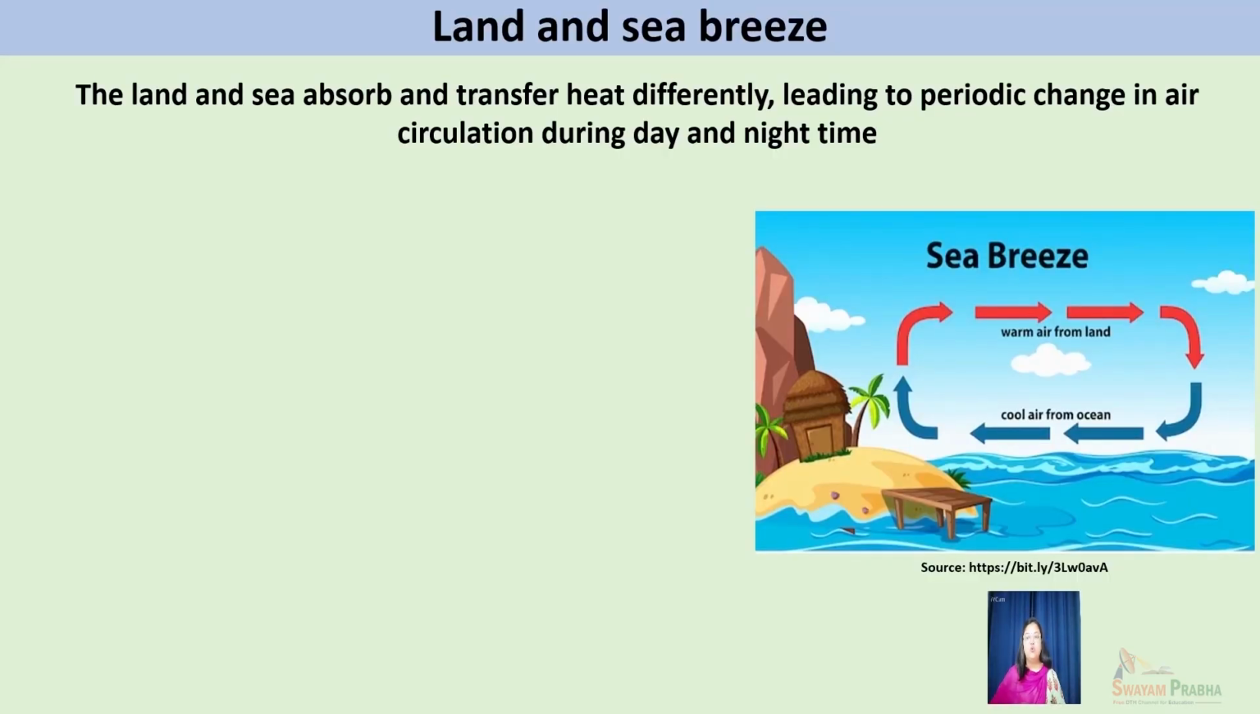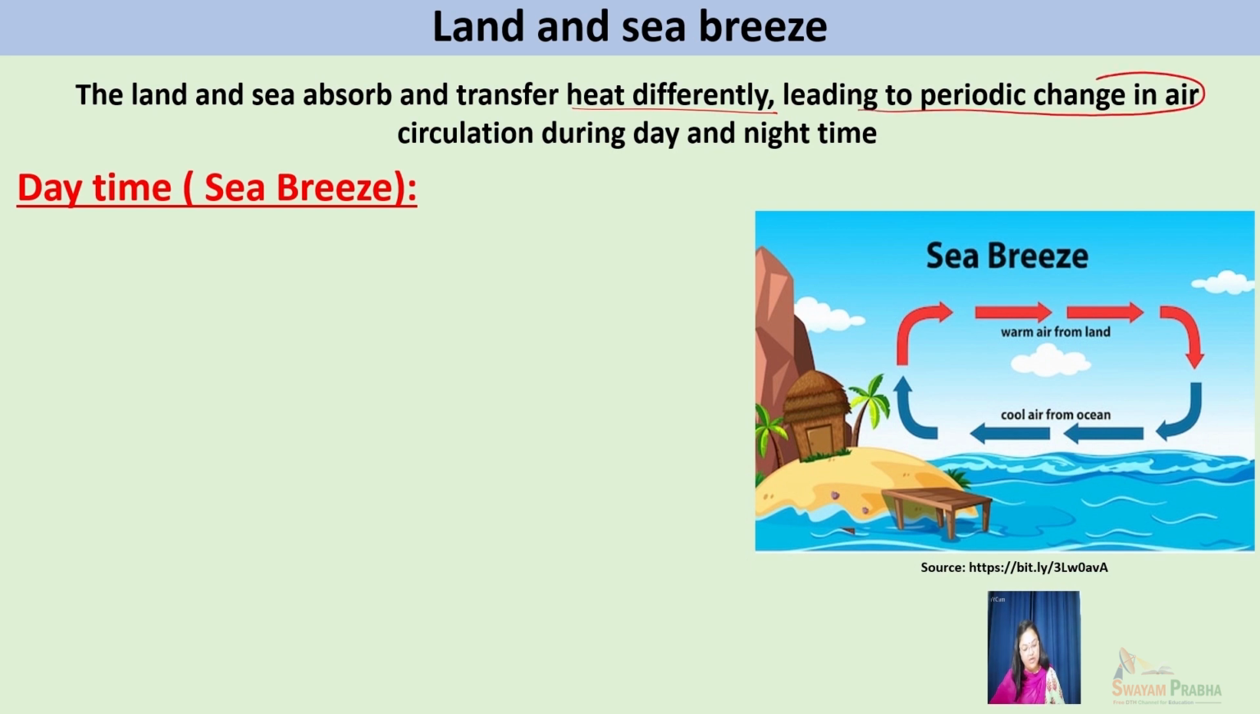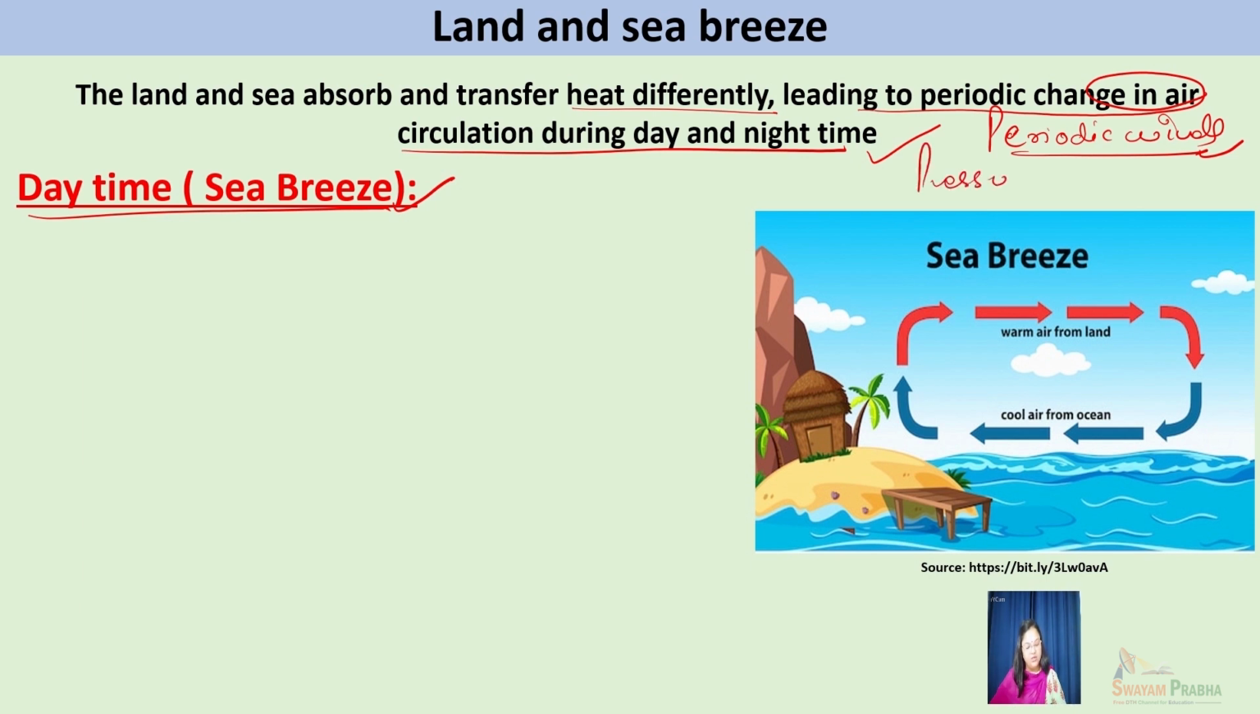Besides this, you also have land and sea breeze. The land and sea absorb and transfer heat differently, leading to periodic changes in air circulation during daytime and nighttime. So land and sea breeze are another kind of periodic winds which occur primarily due to the changes in the pressure and temperature conditions of a particular area during a particular time period of the day.